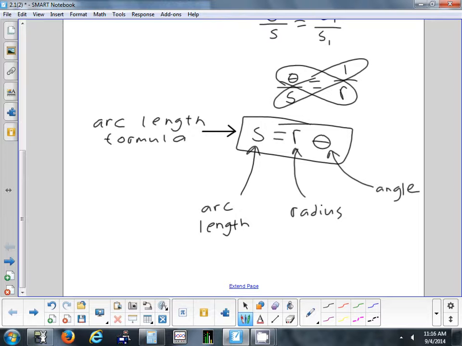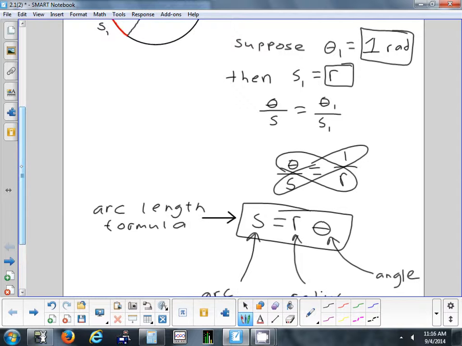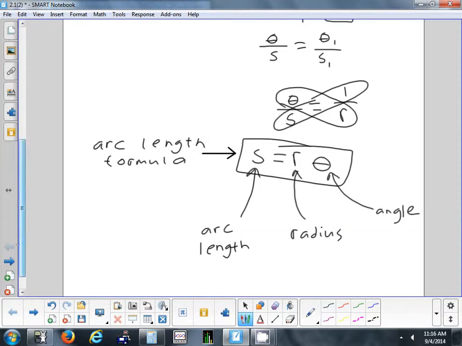Now we have to be careful with the angle. We assumed way back at the beginning of this problem, what units am I working in for the angle? Degrees or radians? Radians, yeah. So way back at the beginning, we assumed we were working in radians, which means if you have a problem and they give you degrees, you've got to change it. Okay, so theta is your angle in radians.